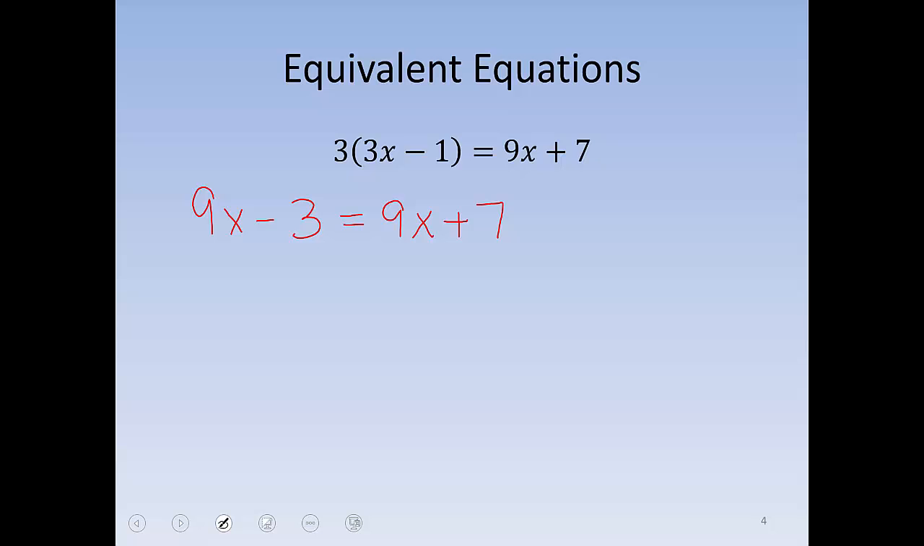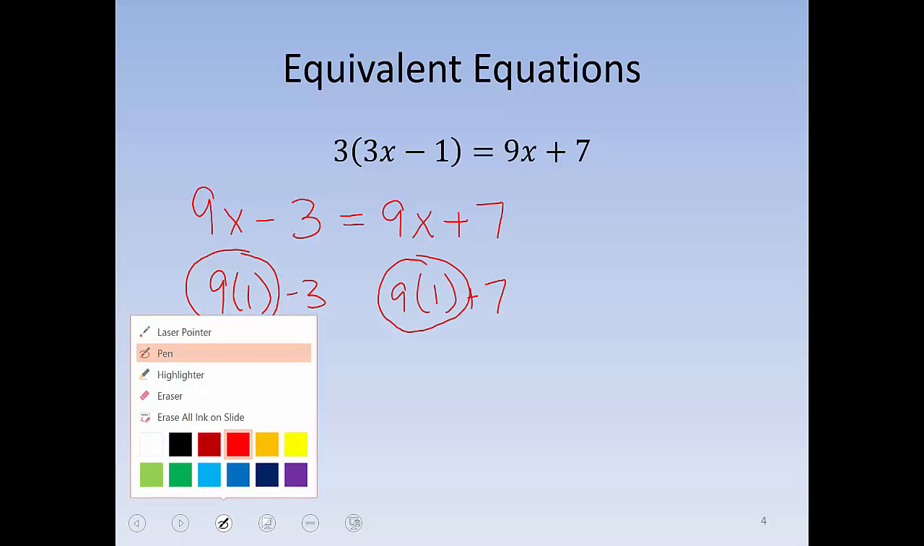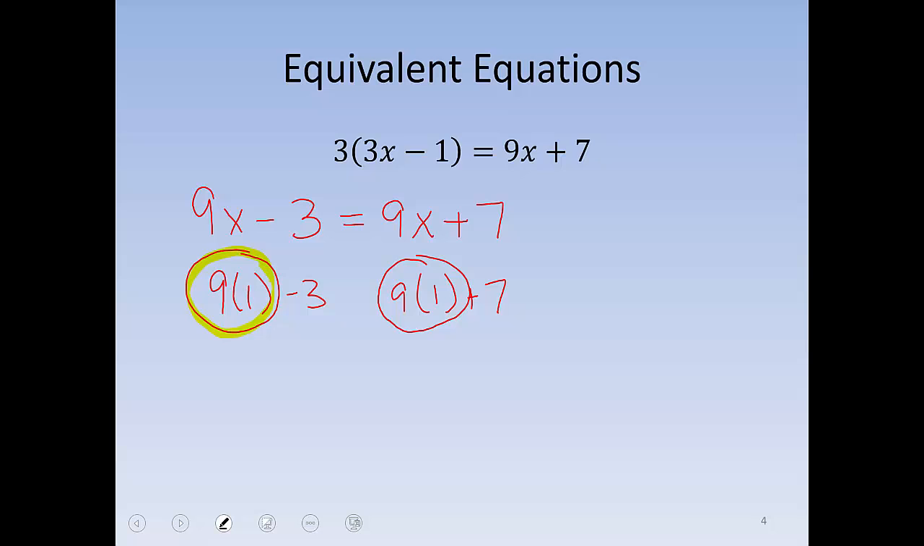So think about putting a value in for x. Let's put in the number 1 for x. So we'd say 9 times 1 minus 3 and 9 times 1 plus 7. So whatever this 9 times 1 is, it's actually the same. It's the same, but then I'm doing something different.